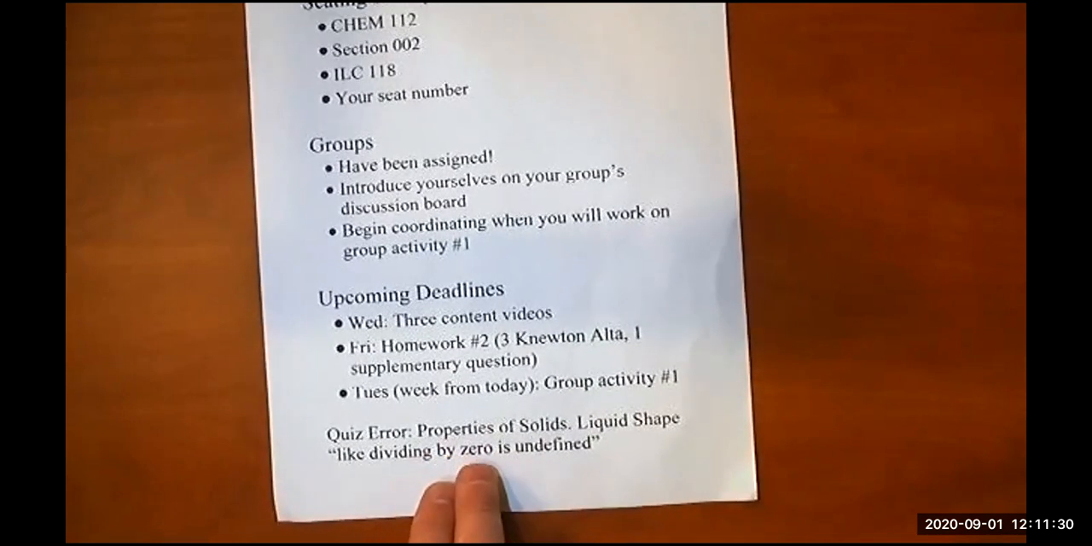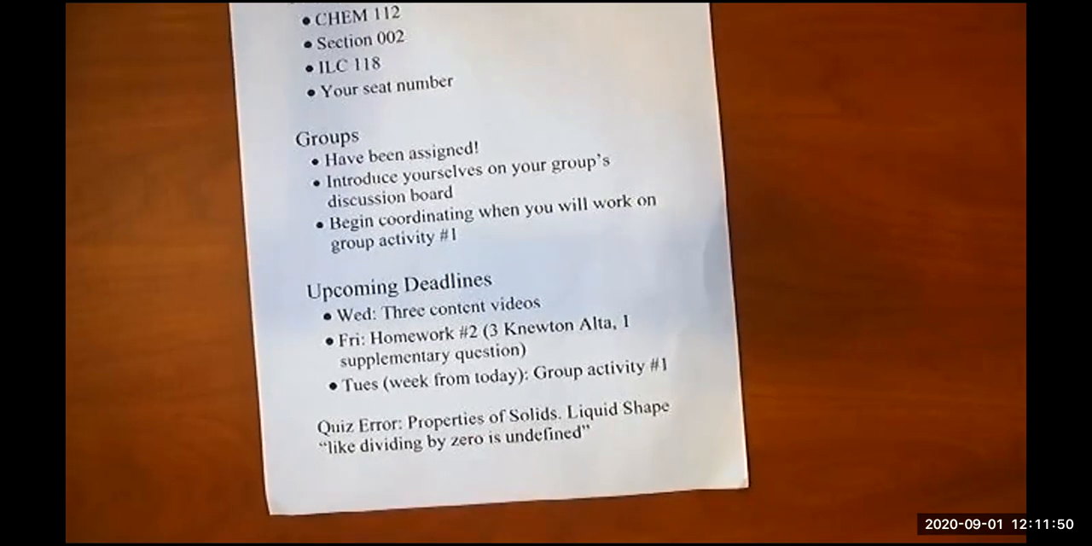There is an error in the properties of solids quiz again, and since some people have already taken it, I can't upload a different version that corrects the error again. There is a question about a liquid not having a defined shape, and the correct answer is that it's not a defined shape because it adopts the shape of its container. For some reason I clicked on the wrong thing, and the quiz is expecting you to put in something like dividing by zero is undefined, so it's mathematically not meaningful.